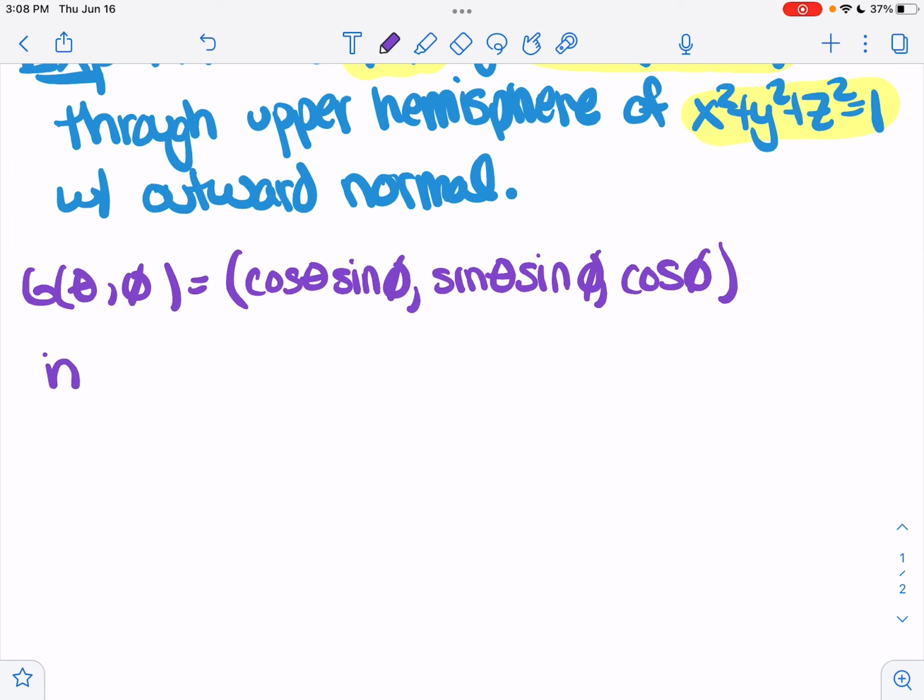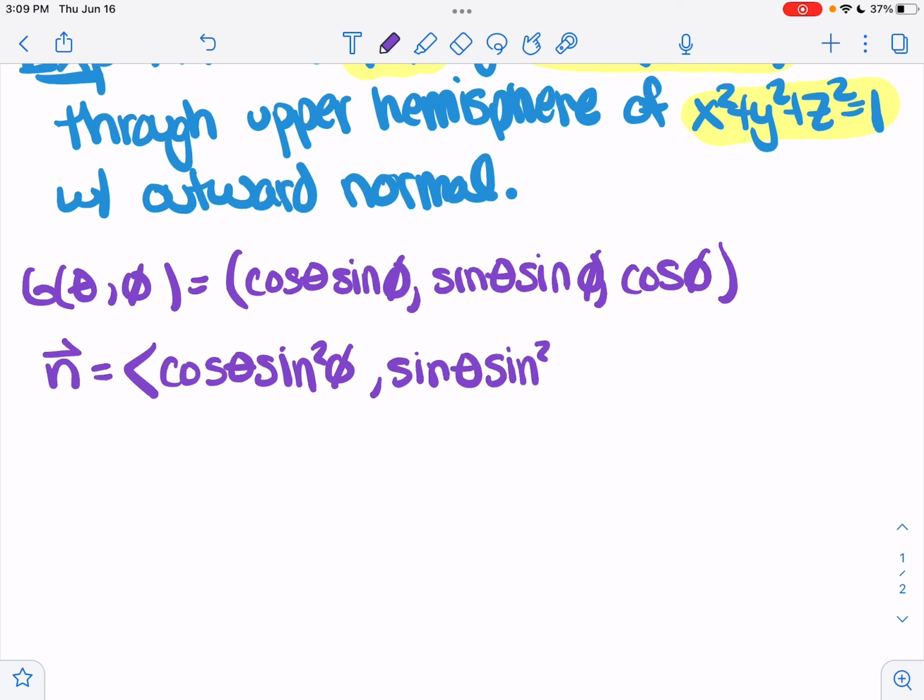We need the normal vector, and we've already found that the normal vector is r squared, which in this case again is just 1, times cosine theta sine squared phi, sine theta sine squared phi, cosine phi sine phi. So there's our normal vector.